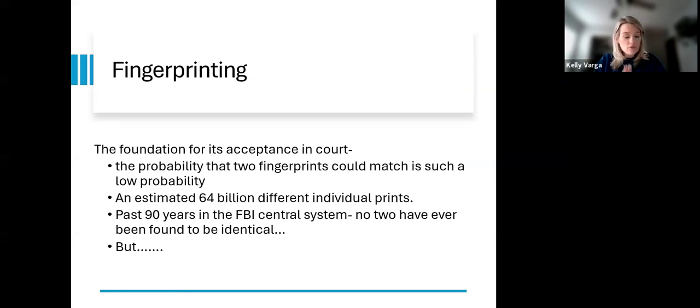The foundation for the acceptance of fingerprint analysis in court is that we know this is an extremely unique feature. The probability that 2 fingerprints could match is extremely low, something estimated at about 1 in 64 billion individual prints. Hold tight on that. In the past 90 years, in the FBI central system, no 2 prints have ever come up as being identical.